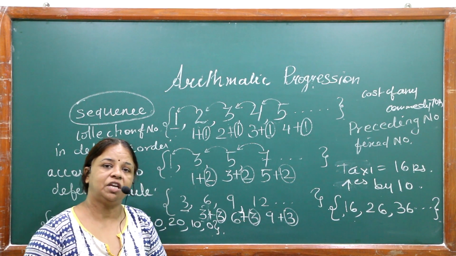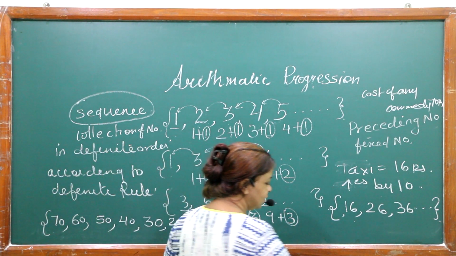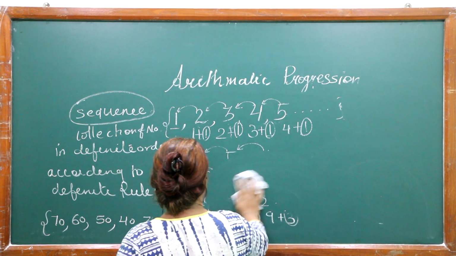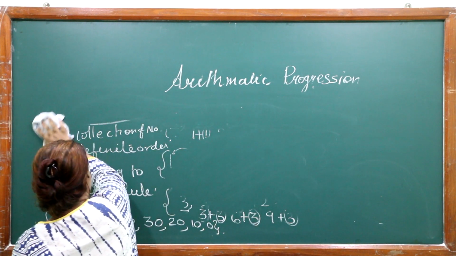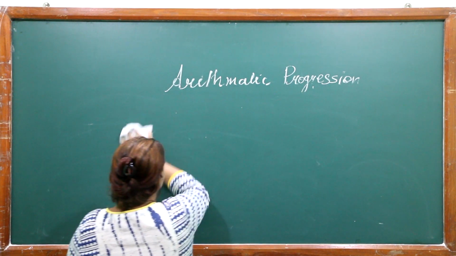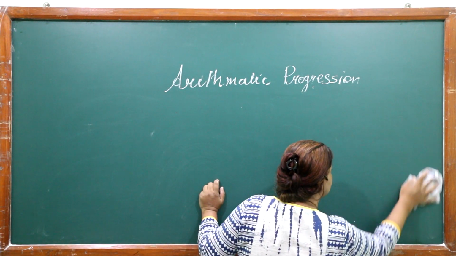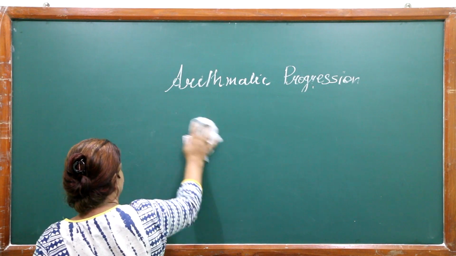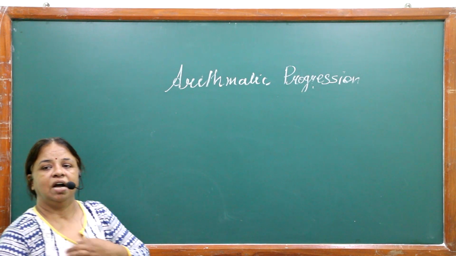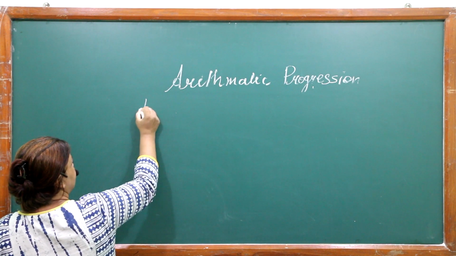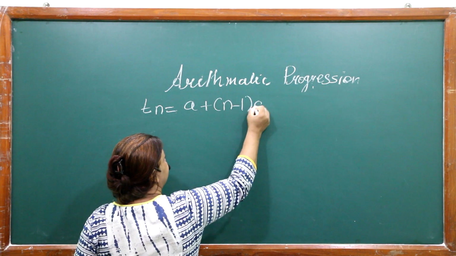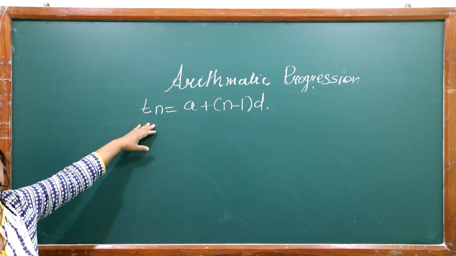We will be solving the 3.1 exercises now. Let me rub the board, children. So you must have written everything in your notebook by now. Let us go for the 3.1 exercise. And before I go for the 3.1 exercise, I will tell you what is the proper rule or the formula for arithmetic progression. Now, I'm writing one formula here. Tn is equal to a plus (n minus 1) into d. What do you mean by Tn?